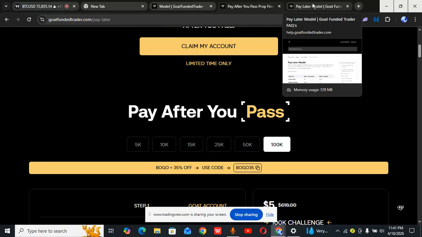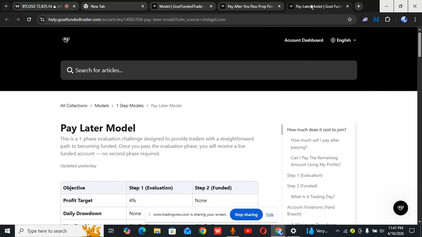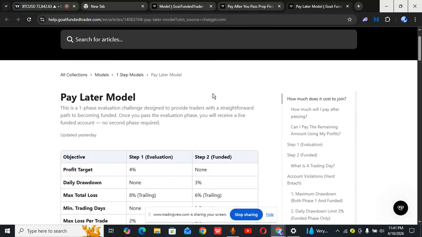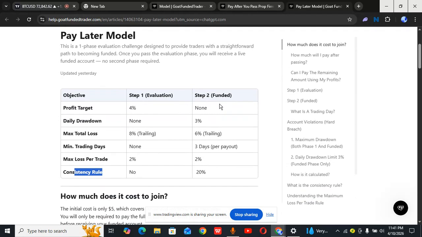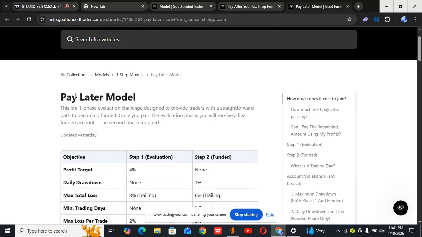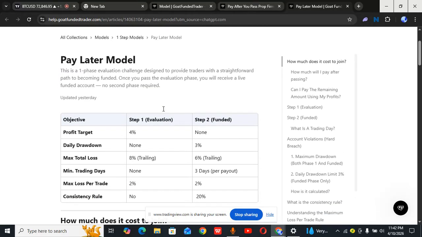So once we head over to their frequently asked questions section, this is where I'm going to be breaking down some of the rules. So as you can see over here, it is a one phase evaluation account, right? So you don't need phase two or phase three or that kind of thing, just one phase. Once you pass that one phase, you get funded.